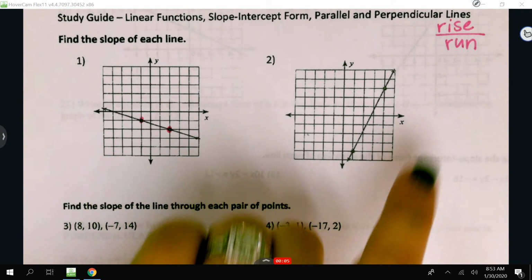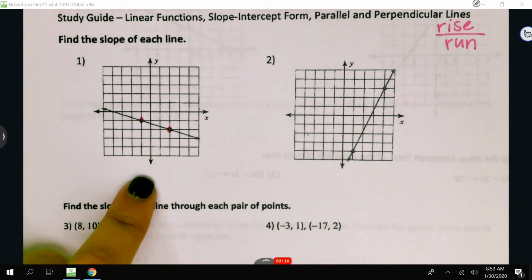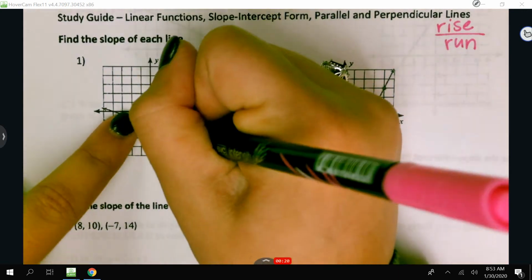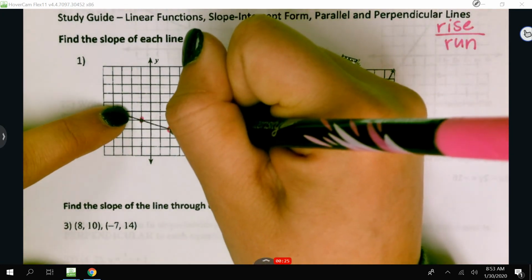Right, so you're using rise over run, so that means you're going up or down, and then left or right. If you go down, what type of number is that going to be? Negative. If you go to the left, what type of number is that going to be? Negative. Okay, up and to the right is positive. So you're choosing any of these 2 points. It doesn't matter which one you start at.